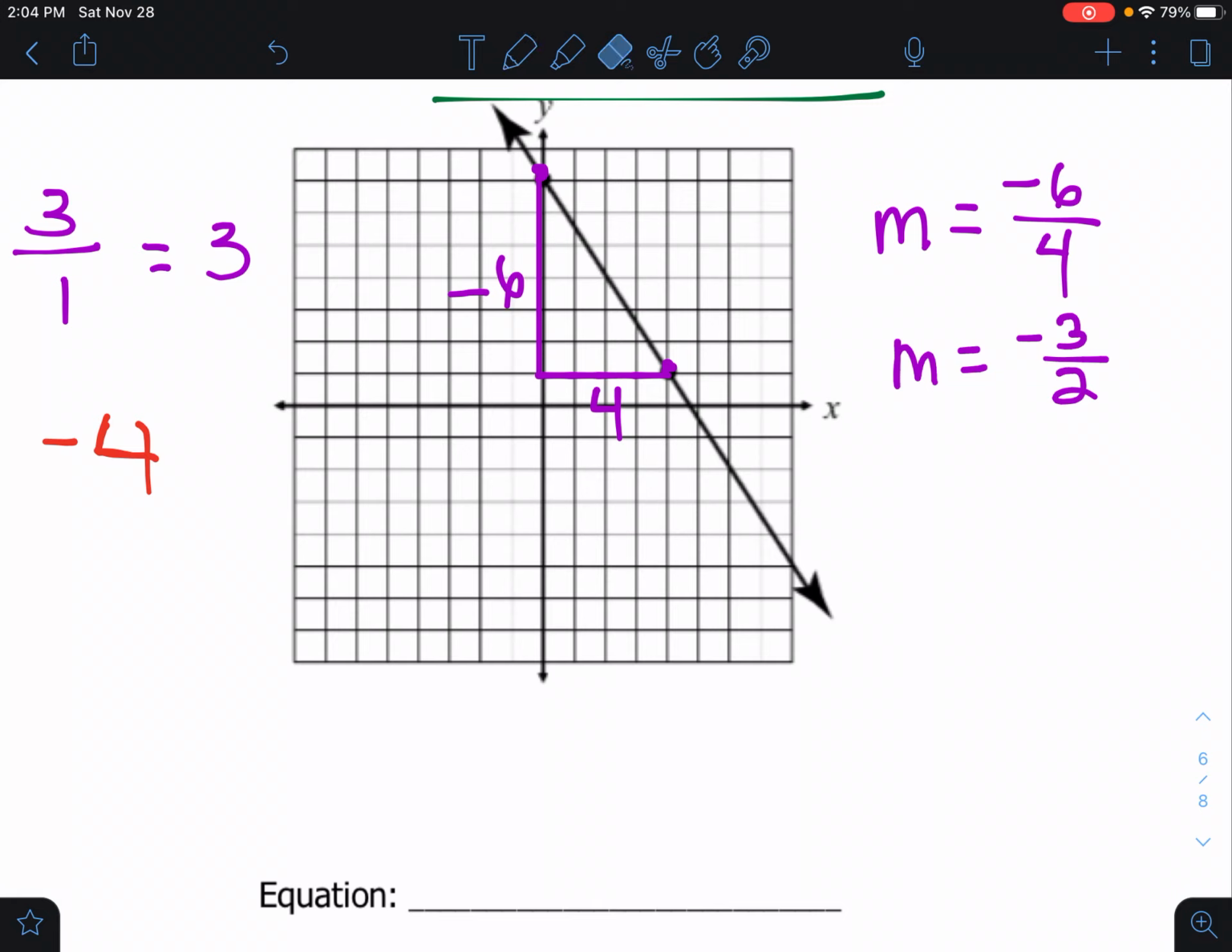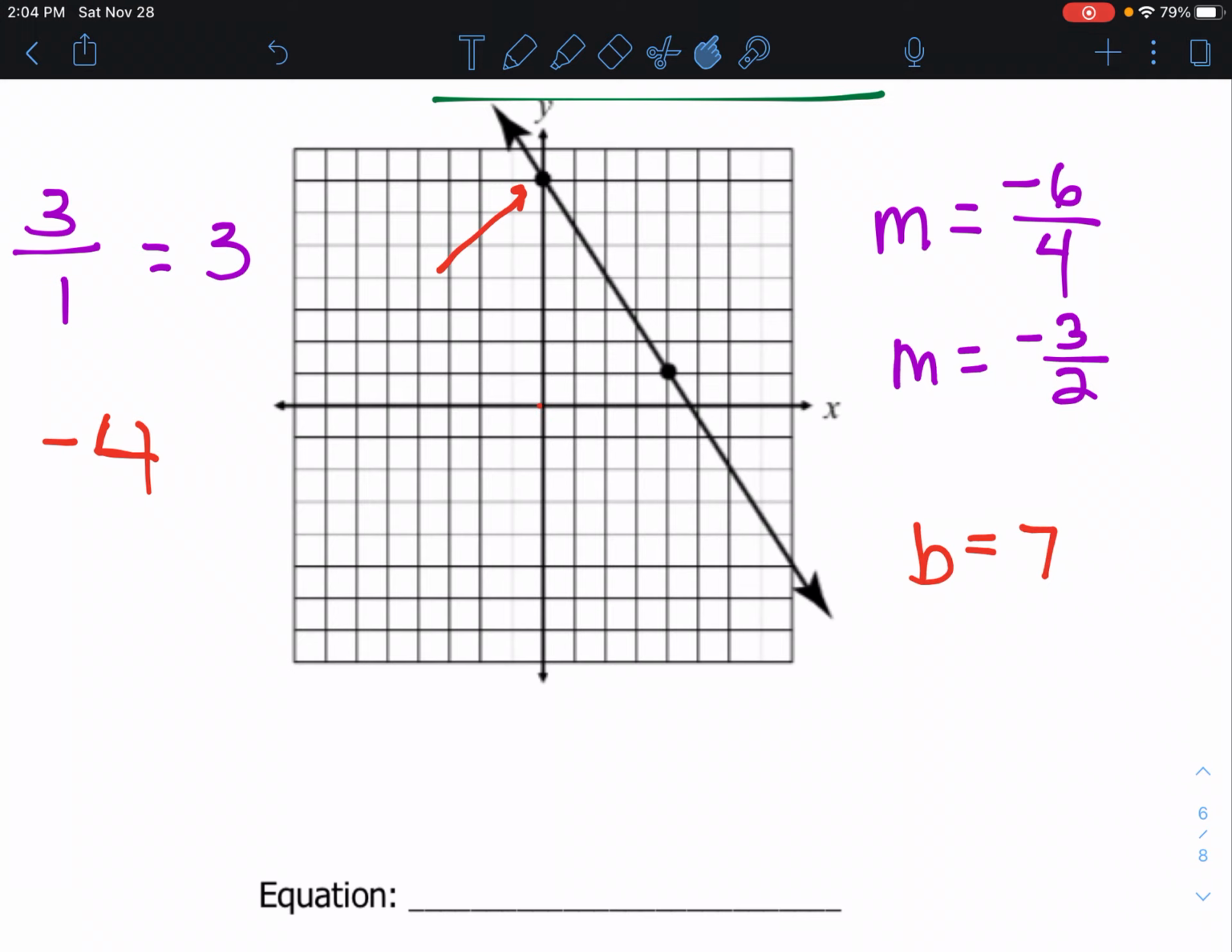So now, where does this line cross the y-axis? It looks like it crosses right here. Starting from the middle of the graph, that's up 1, 2, 3, 4, 5, 6, 7 units. So b equals +7 this time.